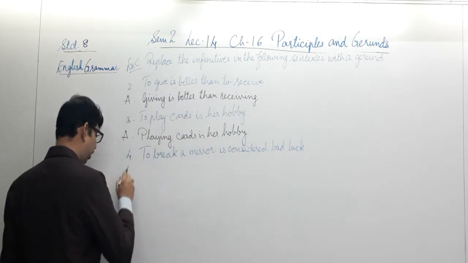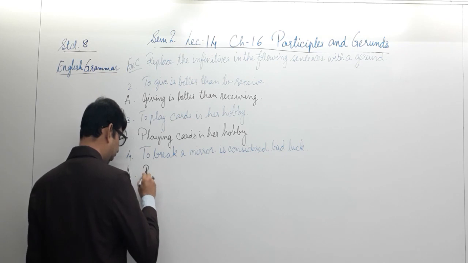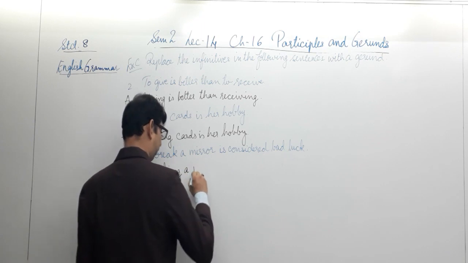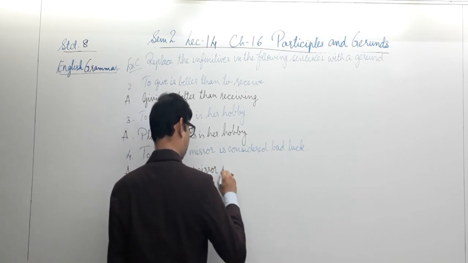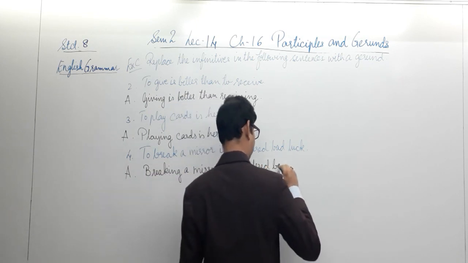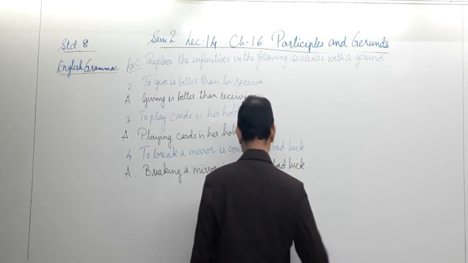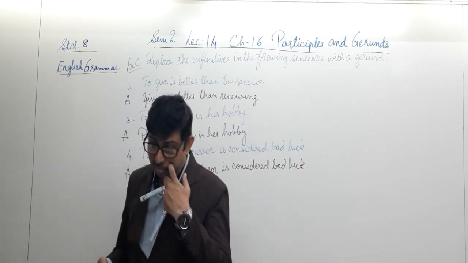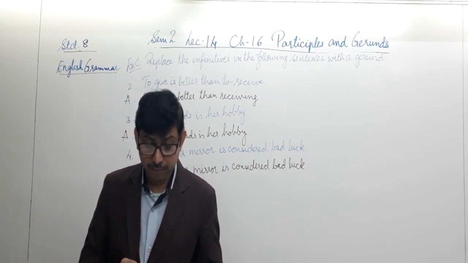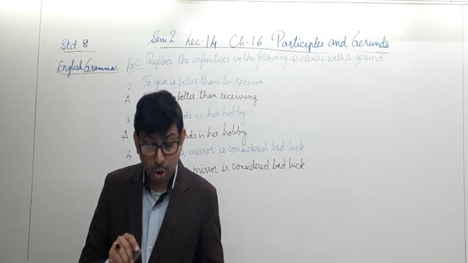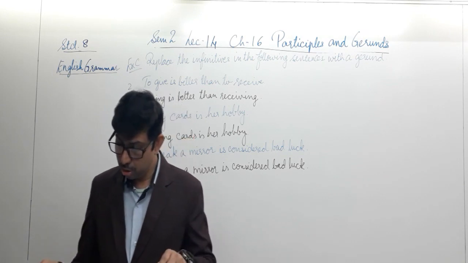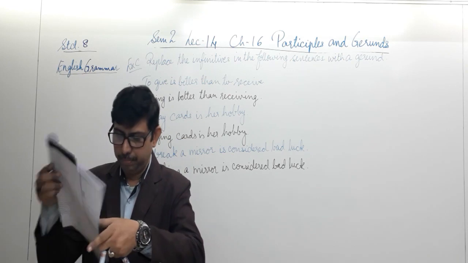Well, changing this, breaking a mirror is considered bad luck. See, we have been writing the gerund in the place of infinitives wherever given to us. She loves to solve crossword puzzles. So we will be writing over here, she loves solving crossword puzzles.